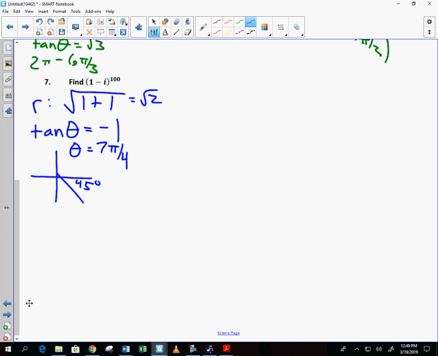Excellent question. First of all, do you know where tangent is negative? Okay, so then you look at how you would plot the coordinate. So 1 minus i. Remember yesterday? We go over 1 and down 1. That's how we determine it's the fourth. Better? Okay, excellent.